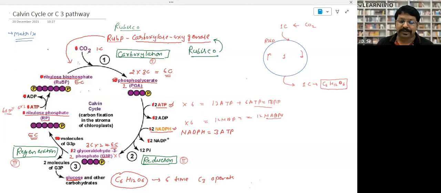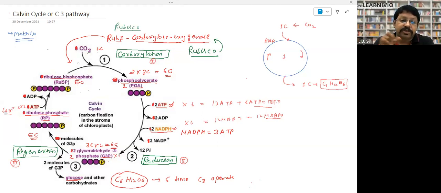Two times three is six, so a total of six carbon atoms are there: one carbon from carbon dioxide and five carbon from RUBP. By this reaction PGA is formed. PGA is a three-carbon compound; the first stable product is a three-carbon compound. So who is the first receiver of carbon dioxide in the C3 cycle? RUBP. Who catalyzes this reaction? RUBISCO. Which is the first stable compound? PGA, phosphoglycerate.